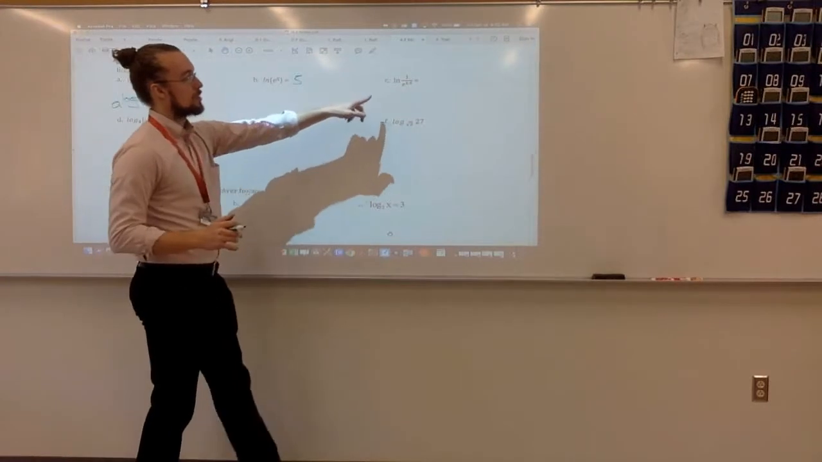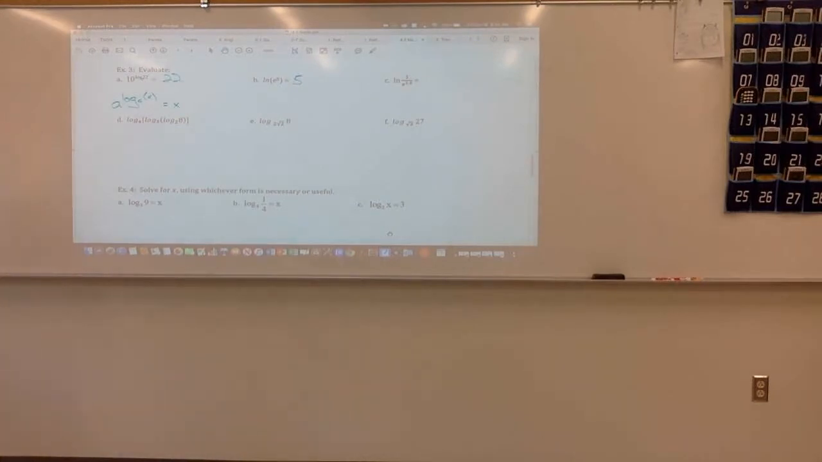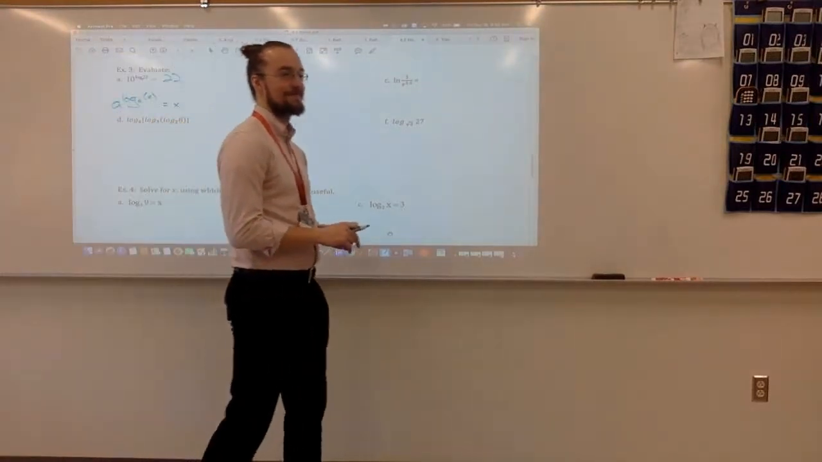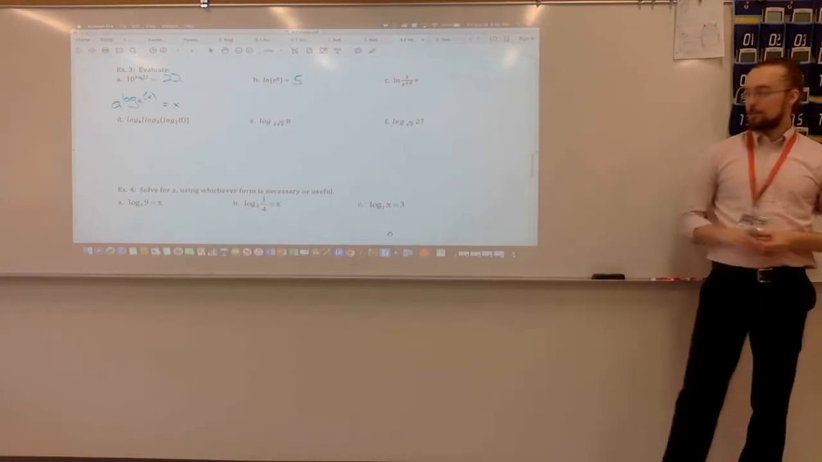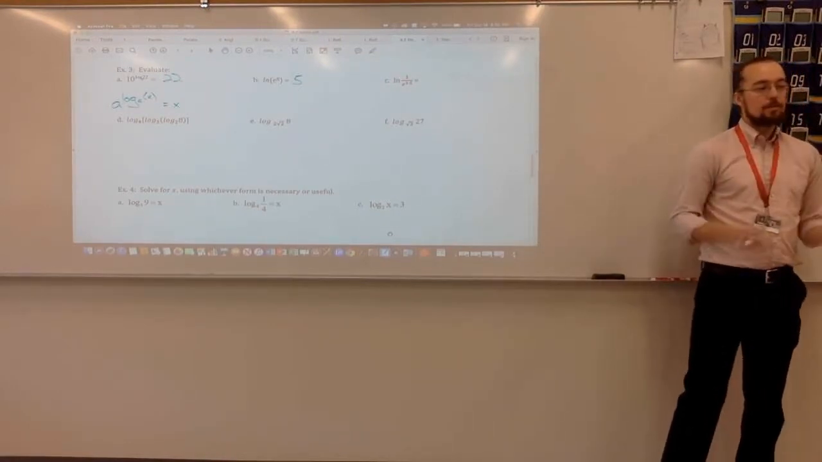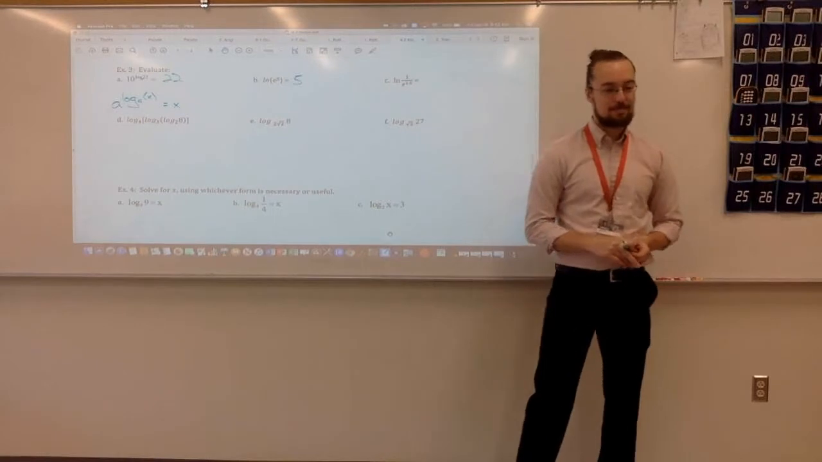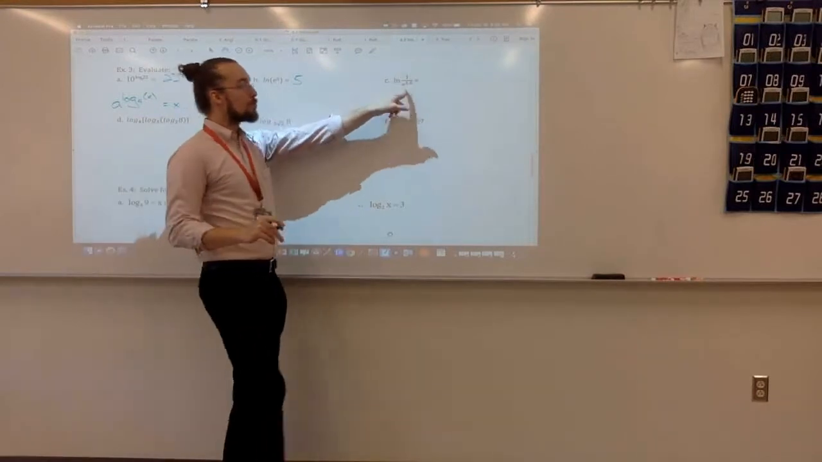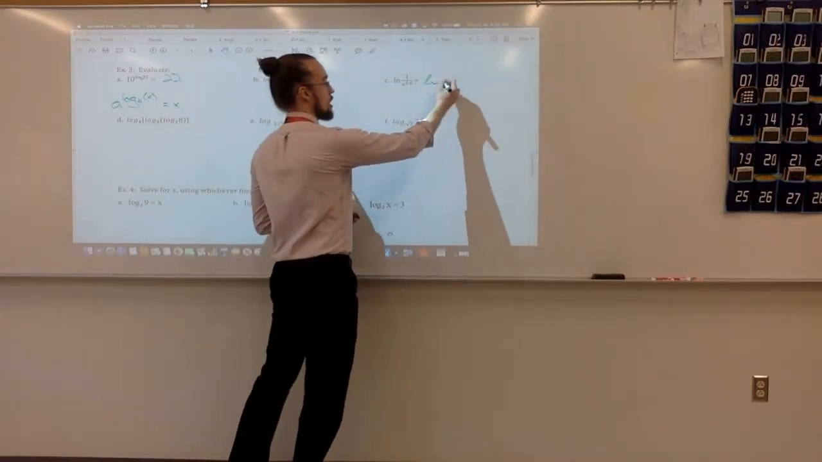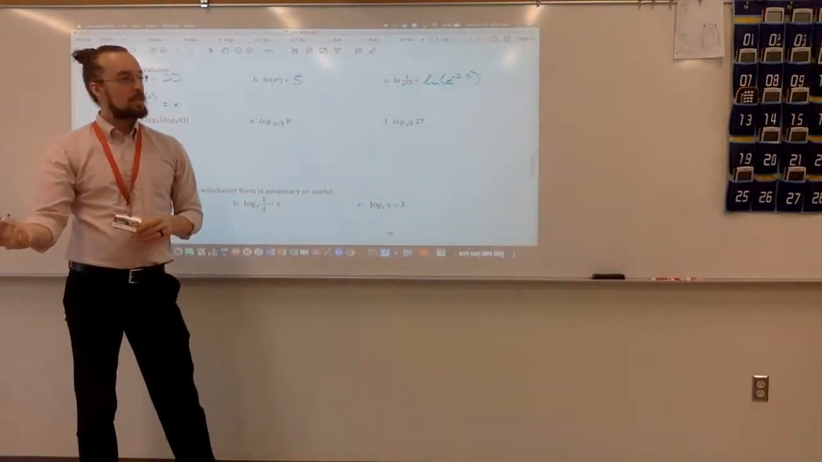And C, I've got log base e of 1 over e to the 2.5. Brady's right, it's negative 2.5. Why is it negative 2.5? Because if you do a negative power, it switches the numerator and denominator. So 1 over e to the 2.5 would be the same as e to the negative 2.5.